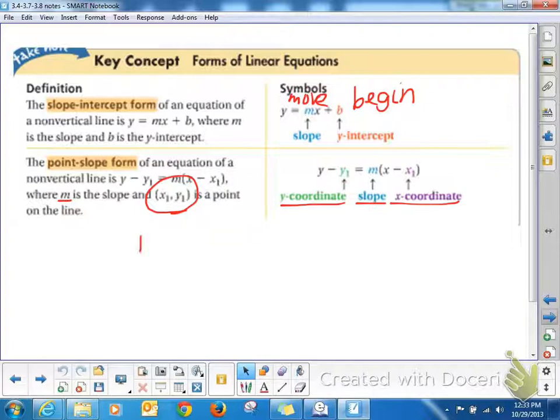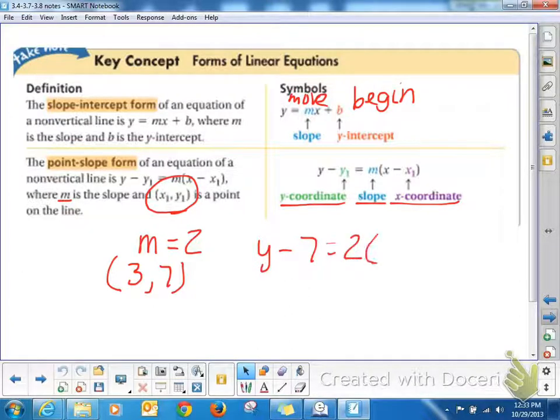So an example of this would be if I have a slope of 2 and a line that passes through (3, 7), then I would say y minus 7 is equal to 2 times x minus 3. That would be the point-slope form of this line.